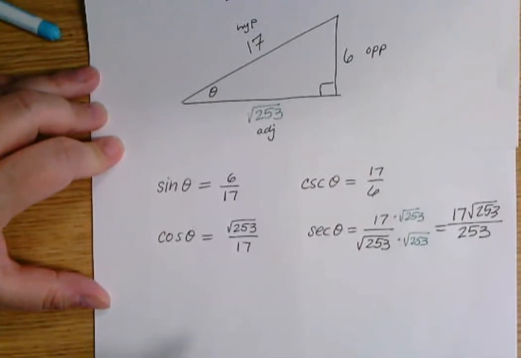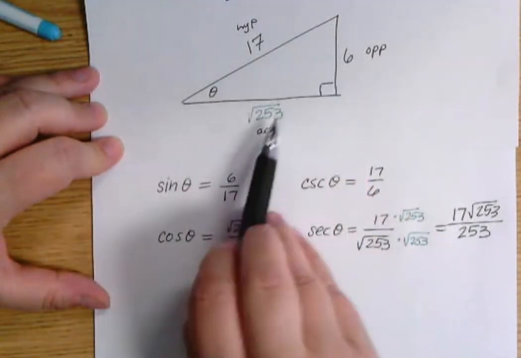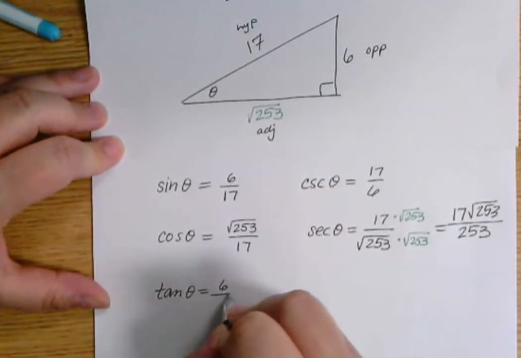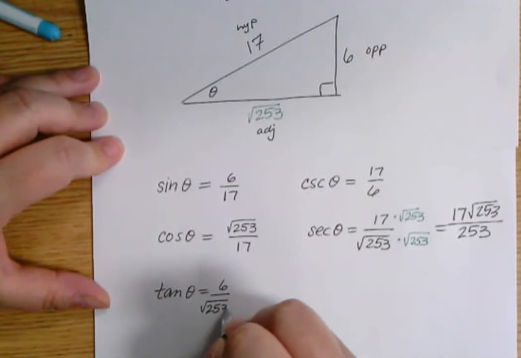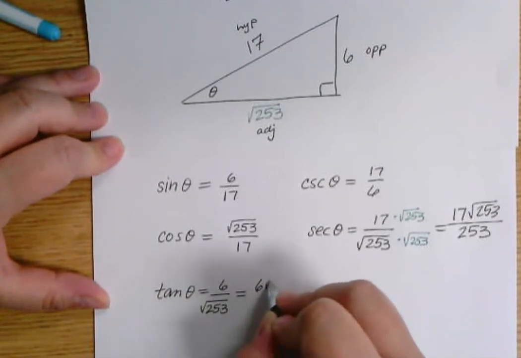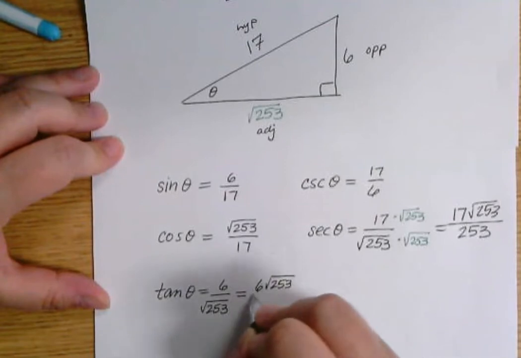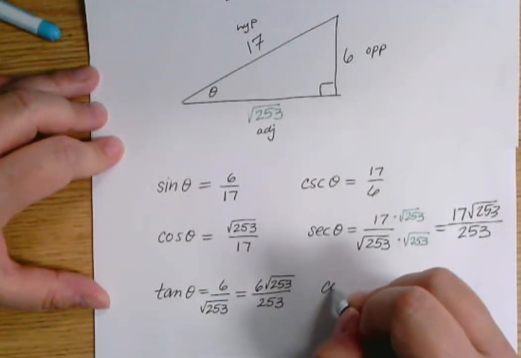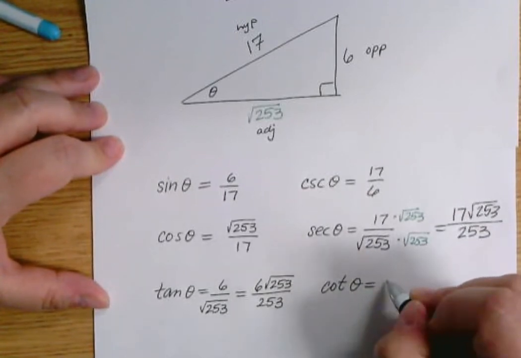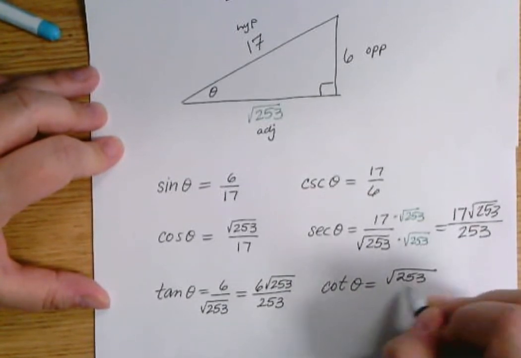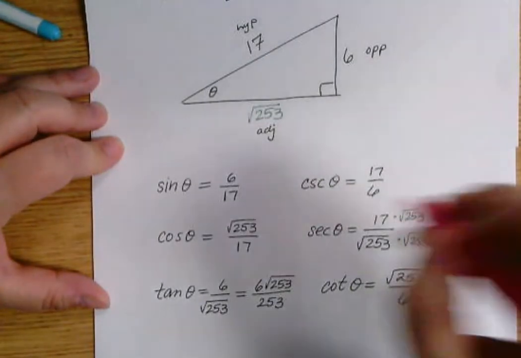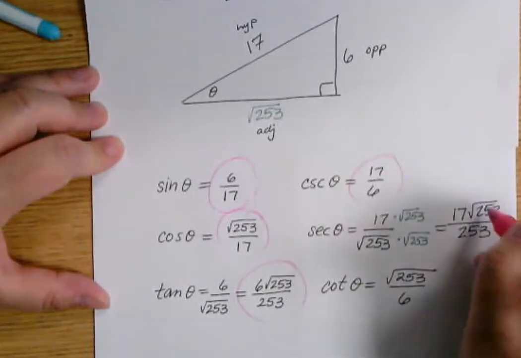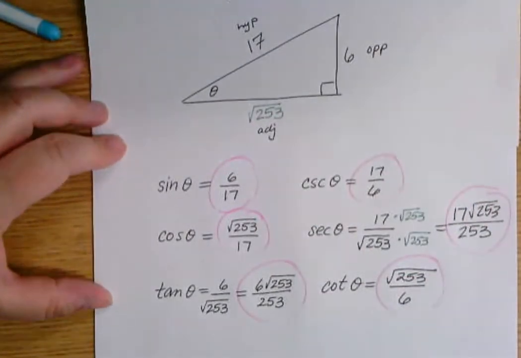And then finally, we have our tangent of theta, which is going to be 6 over, here's another one we're going to have to rationalize, opposite over adjacent. And when we rationalize that, it's going to be this. And then my cotangent is going to be root 253 over 6. So there are my values of the 6 trigonometric functions with respect to that particular right triangle.